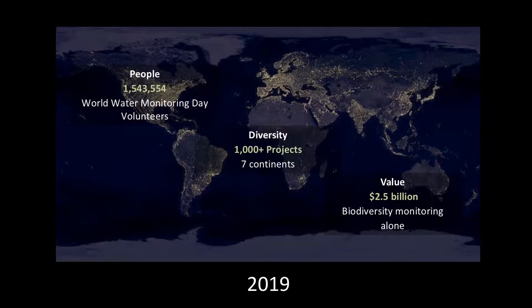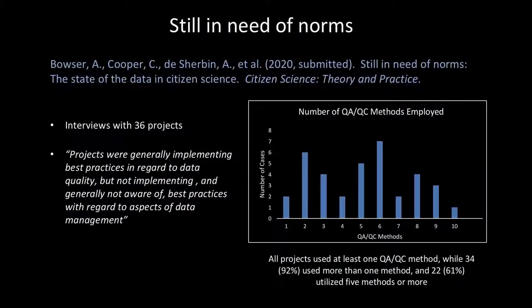So the last academic thing that I did, I don't get to do a lot of academic things anymore, was a paper that took me 3 years to write. This was in collaboration with RDA, CoData, and WDS, which sponsored a task group on the state of the data in citizen science. And we just submitted a paper that's called Still in Need of Norms that had a couple key features. This was an exploratory study with 36 citizen science projects, largely survey and interview based, that interrogated what's actually happening on the ground in terms of data collection, in terms of data quality assurance and quality control, and then other data management practices.